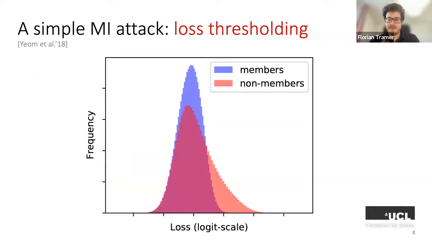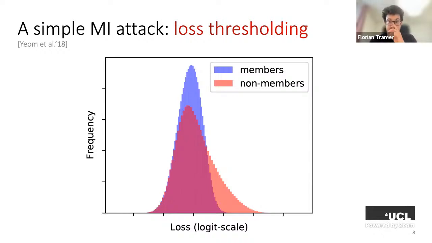This plot is just a histogram of the loss values, scaled so the distributions look a bit prettier, of, on the one hand, examples that were actually in the training set, which we're going to call members, and then other examples that were actually not in the training set, in red. As you see, this distribution is shifted a bit to the right. So on average, it is true that the model has lower loss on members than on non-members.